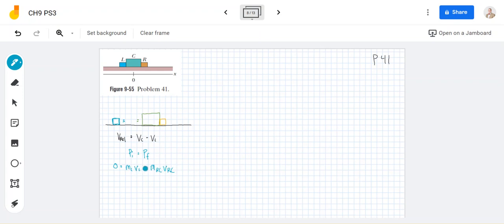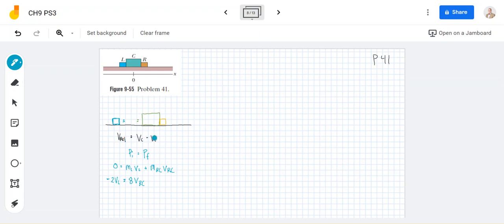We add these together, and so when we subtract here, I'm going to put the masses in, so we end up with negative 2 times VL is equal to 6 plus 2, because it's both of them together, 8 times VRC. Now, I don't know VL or VRC. That's probably something I should figure out.